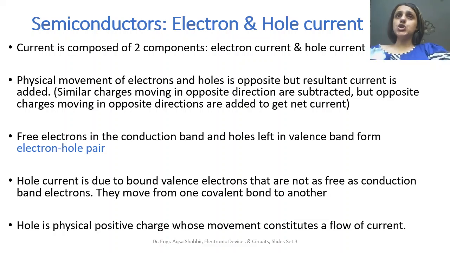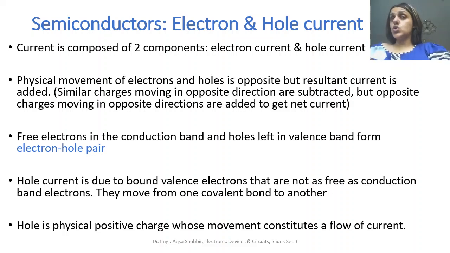So now, in a nutshell, one of the special things about semiconductors is that current inside semiconductors is composed of two components. There is a current due to electrons and there is a current due to the movement of holes, known as the hole current. Now, while the physical or the actual movement of electrons and holes is in opposite directions, the resultant current is in one direction, or the resultant current is added.